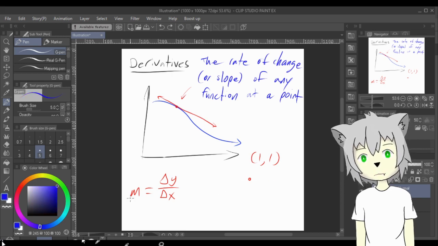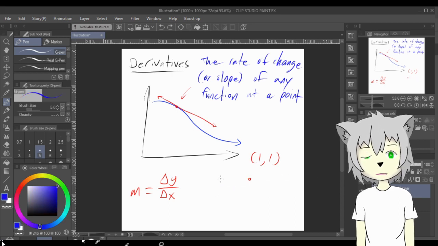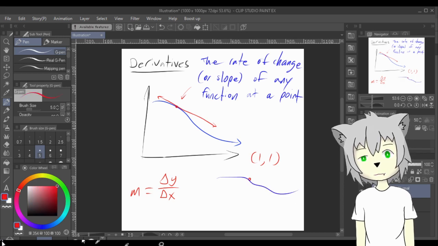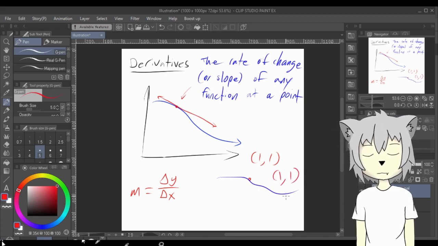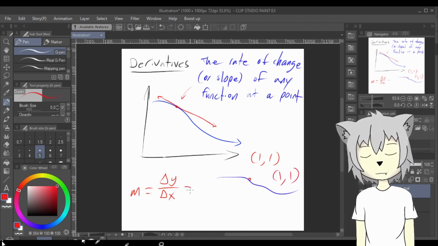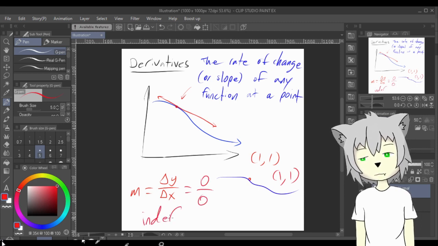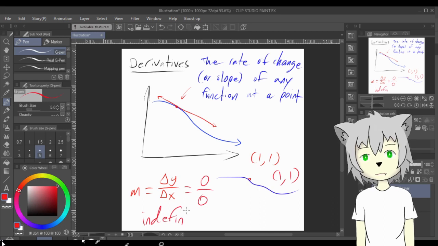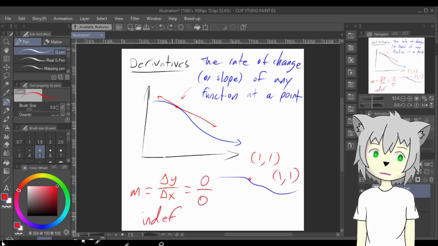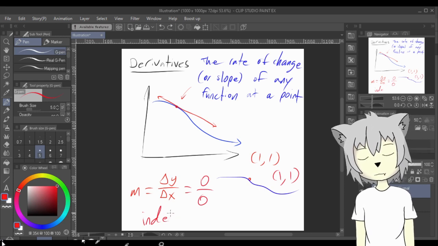on any random curve, and then try and do that, we're trying to find the change in x and change in y between the same point, it's just going to be equal to 0 over 0, and that's indefinite. Or rather, no, not indefinite, undefined. No, wait. What was the word again? Indeterminate.